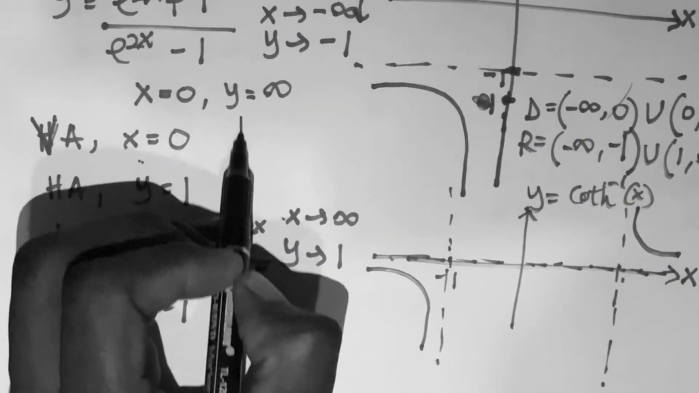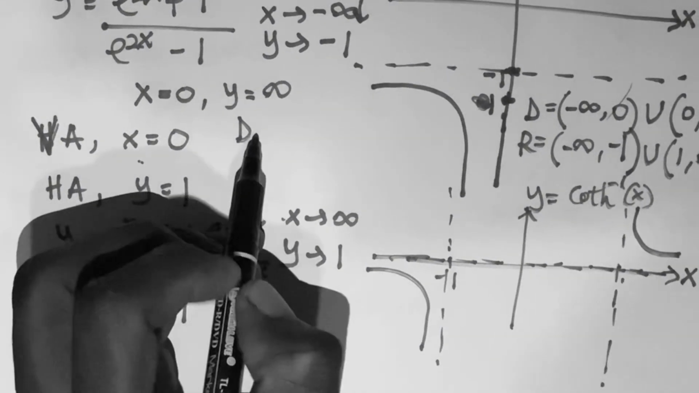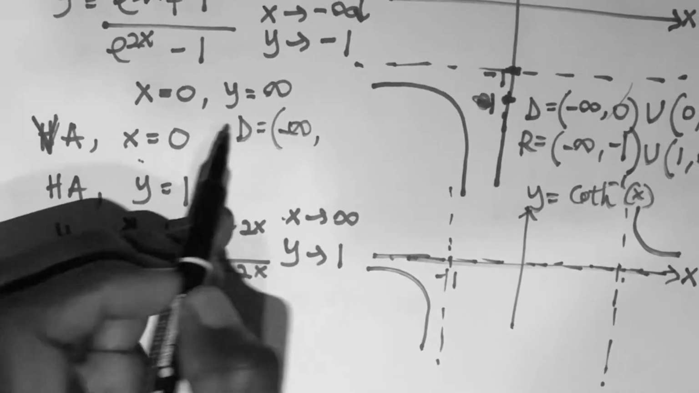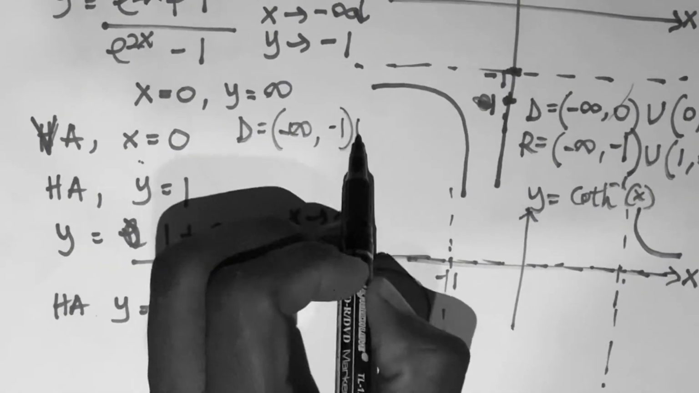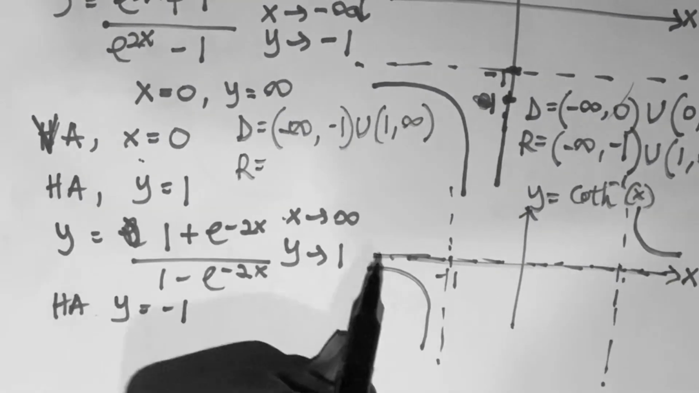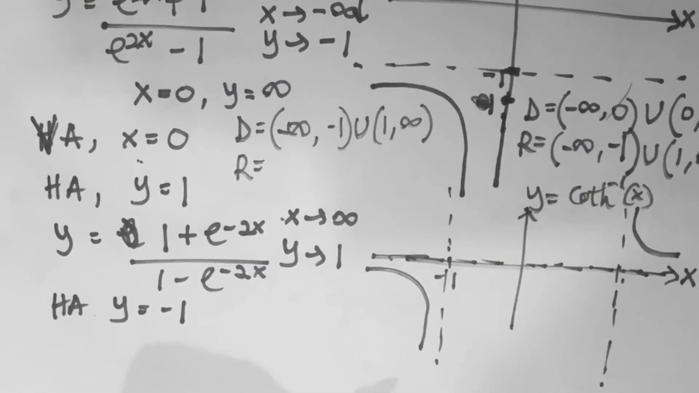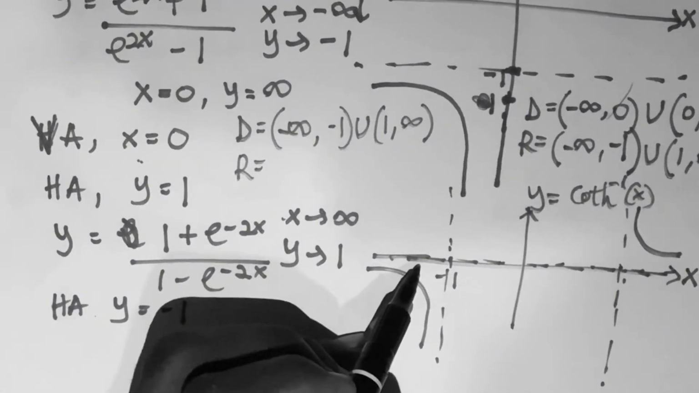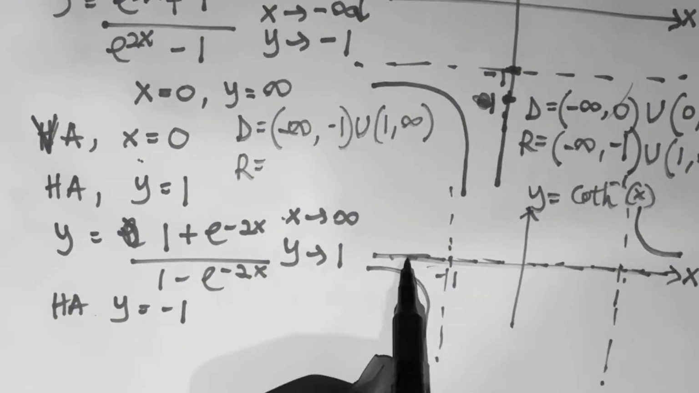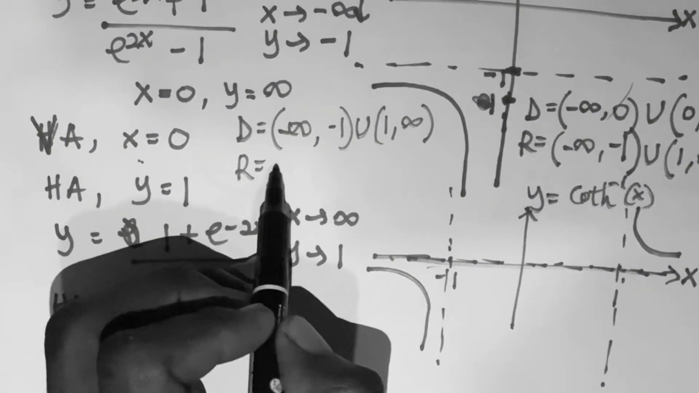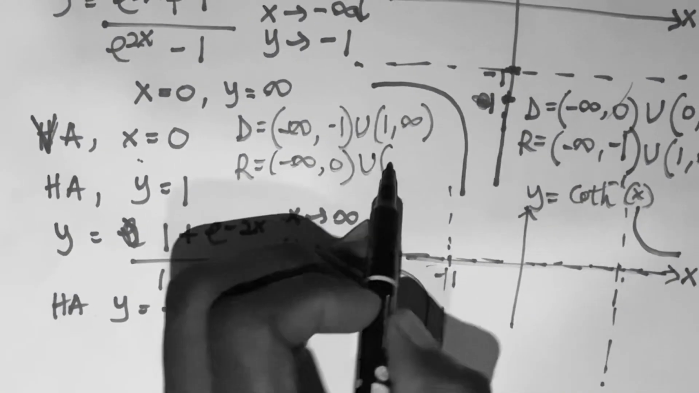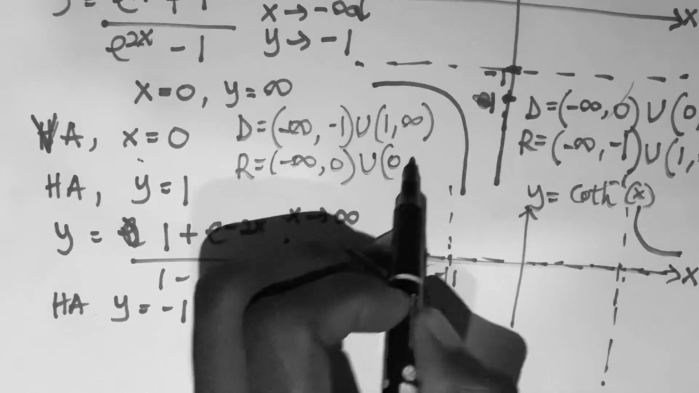So at the end of the day, the domain in this case will be minus infinity and then minus 1, union 1 and infinity. And then the range in this case, you see that for the range it is minus infinity, and then remember we said that the x-axis is now a horizontal asymptote, so it is not part. So it becomes minus infinity and then 0, union 0 and then infinity.